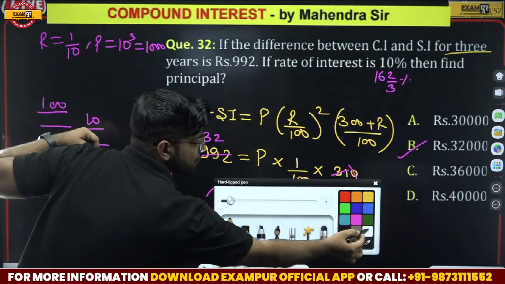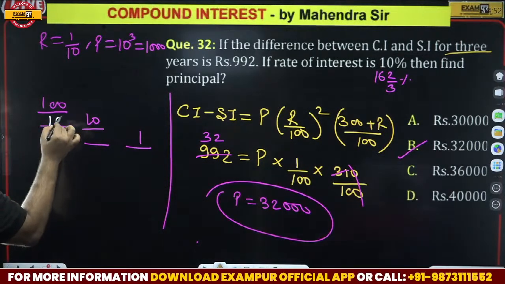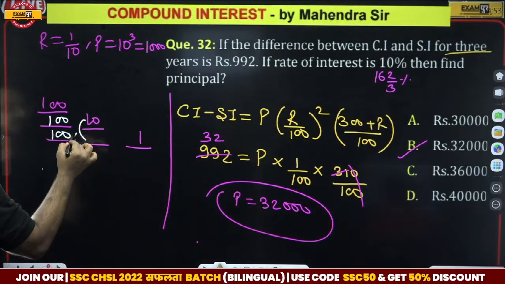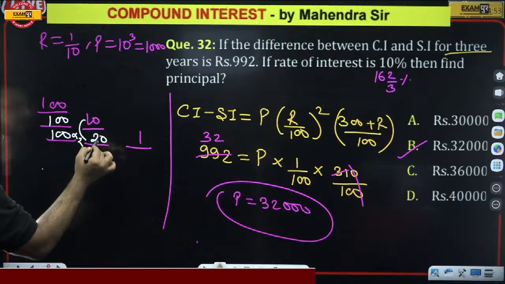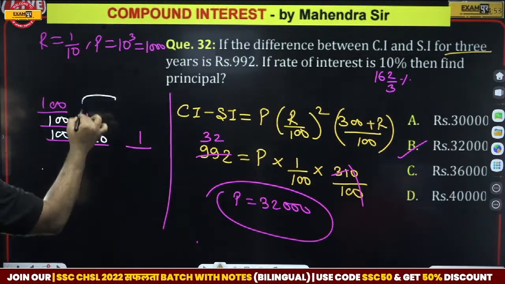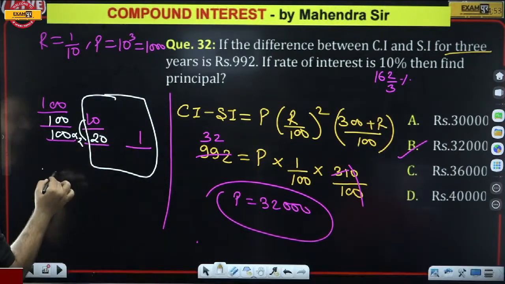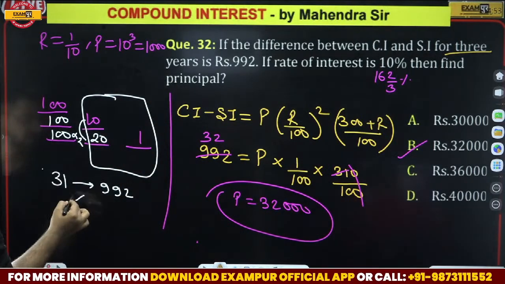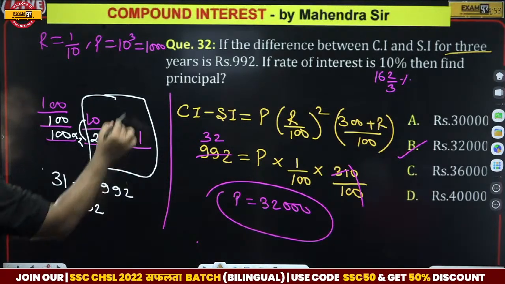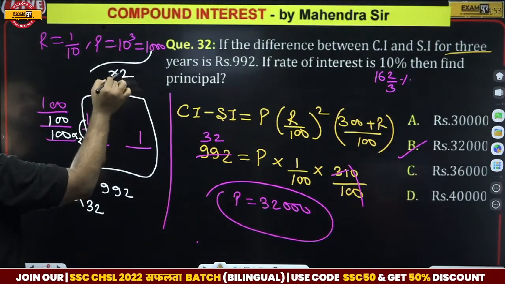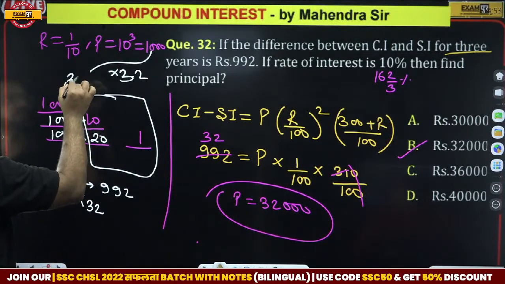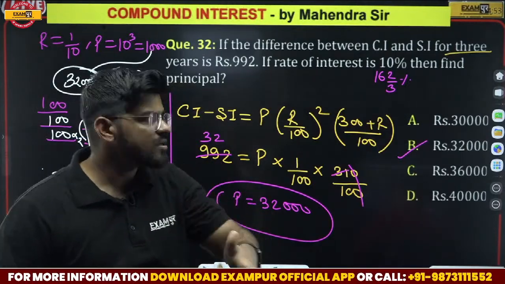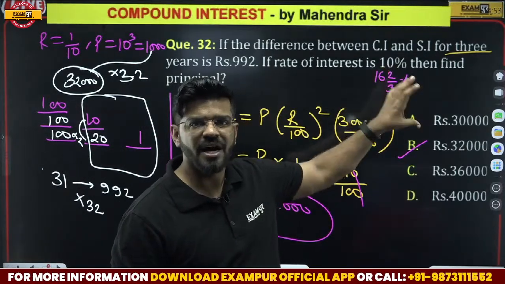How to fill the down slabs? Here is the same value because it is SI. Here we can put it double, that means 20, and here is the same. So this is CI minus SI. What is it? 31. 31 is equal to 992 according to the question. Multiplying factor is 32. Just multiply it by 32 and you will get 32,000.